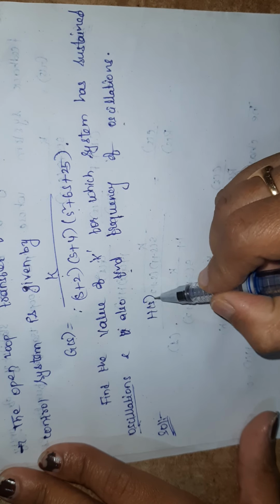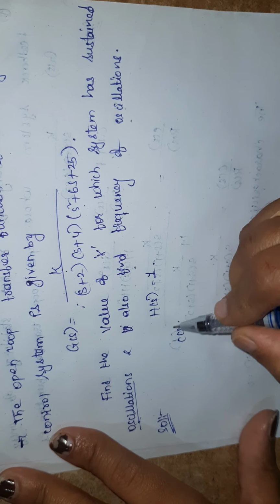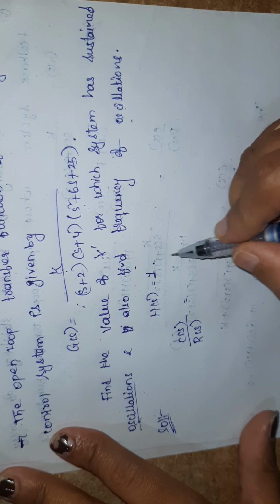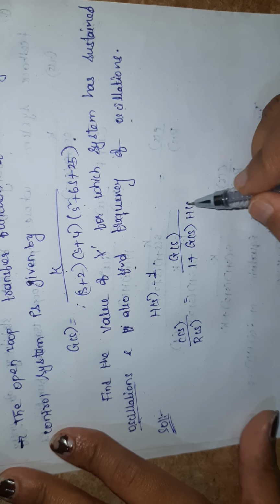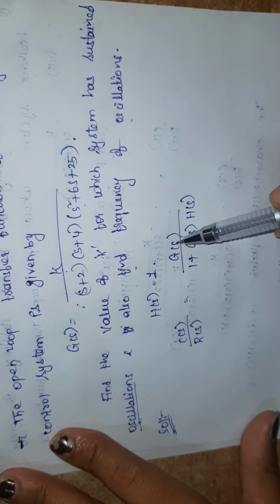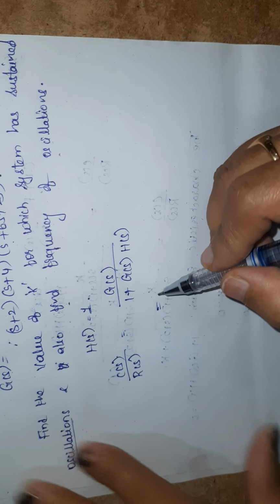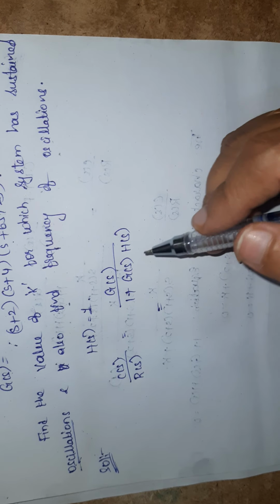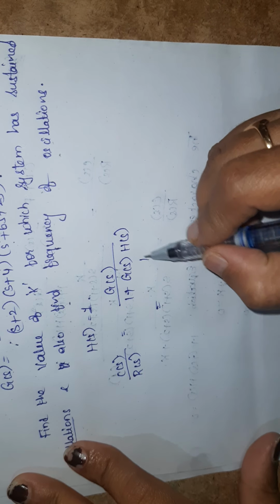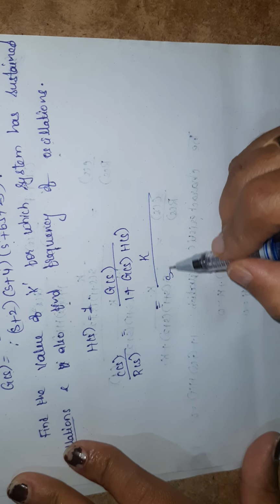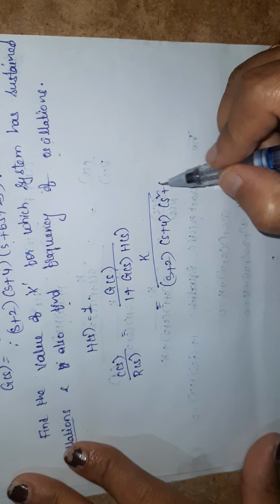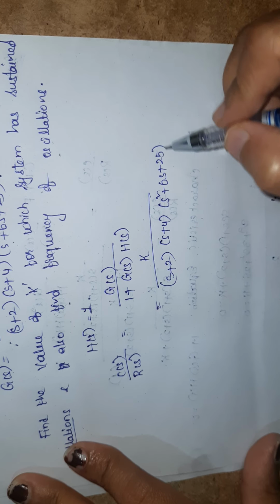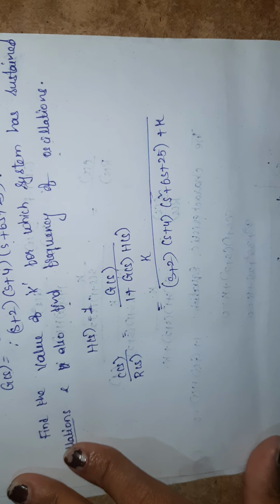Given it is an open loop system and it is a unity feedback system. Unity feedback system means H(s) value is 1, and we have to find out the closed loop transfer function by using this formula G(s) by 1 plus G(s)H(s). Open loop transfer function is given. You have to substitute G(s) here, and after substitution I am writing directly. I have the closed loop transfer function k by (s plus 2)(s plus 4)(s square plus 6s plus 25) plus k.